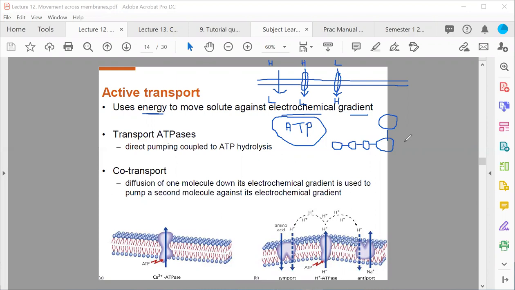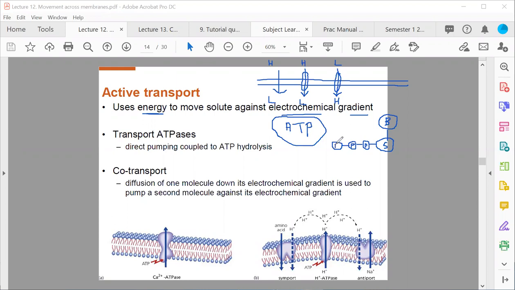Who remembers these parts? A base, yes. So we've got a base up here. Great. And we've got a sugar. Yep, so I'll call that one S. And 3 phosphates. All right, look at that. 3 phosphates.